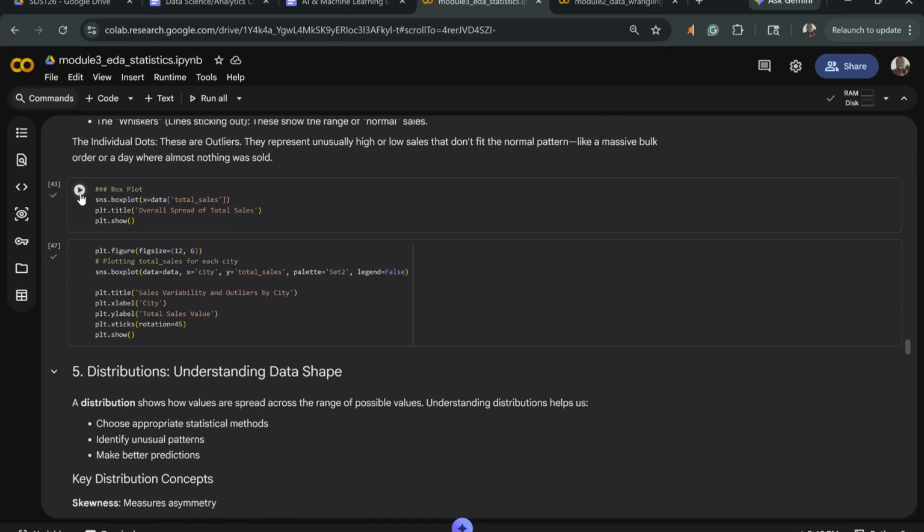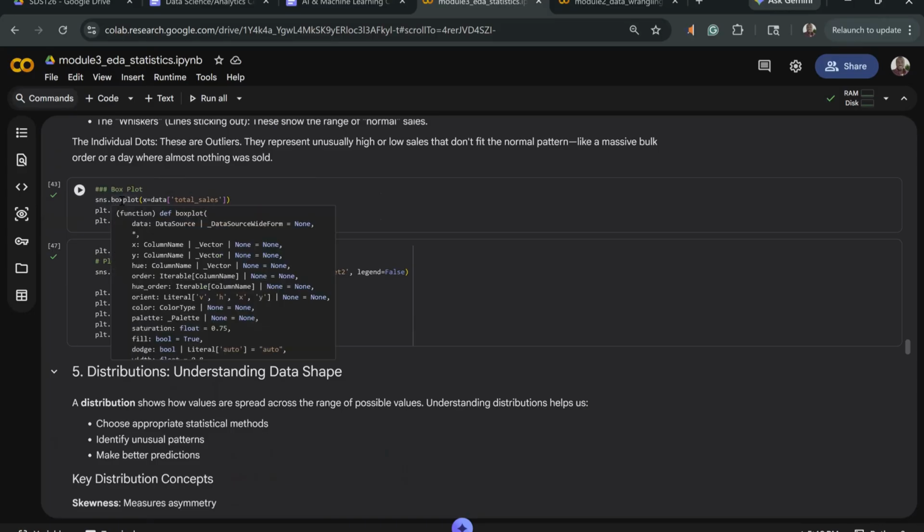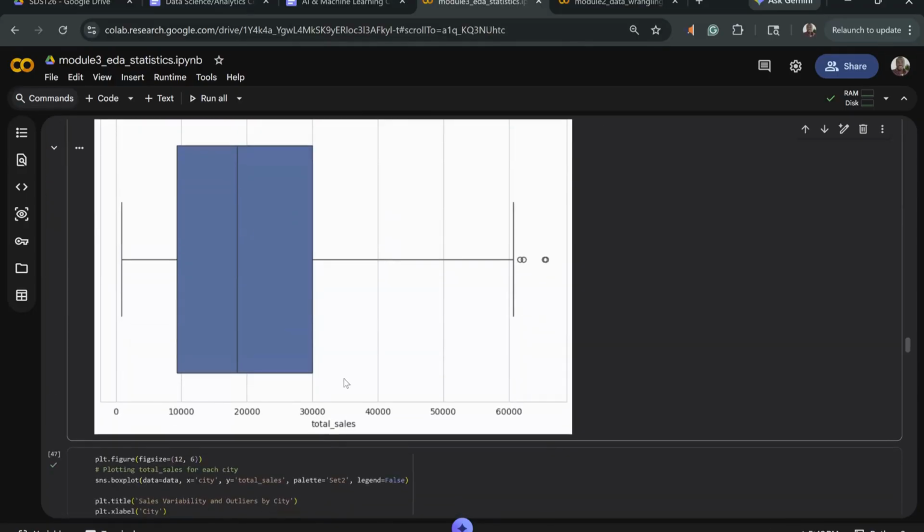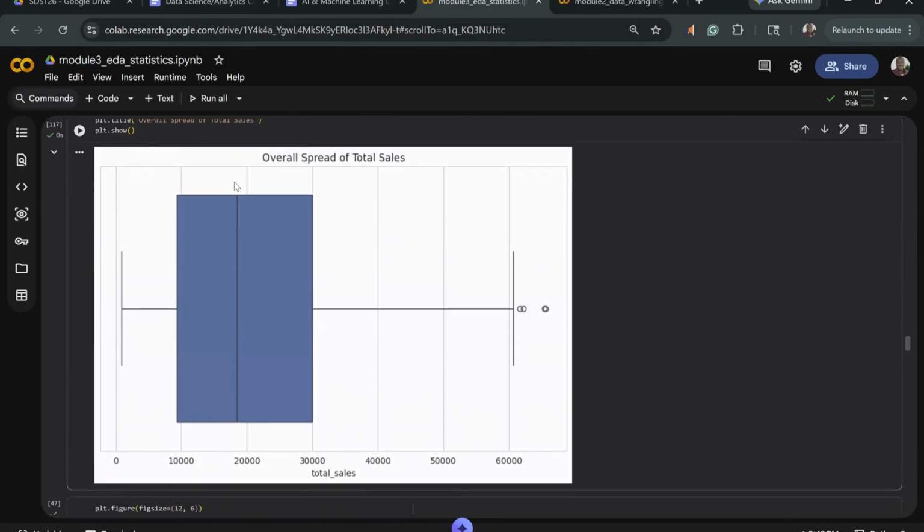So let's quickly check the box plot. This is how you go about it. Say sns.boxplot, then put your data source. The data that I want to use here is just the total sales, so we can check the overall spread of it. This is just for the total sales. This is the median, this is the whisker, and we have the box, the IQR, here.